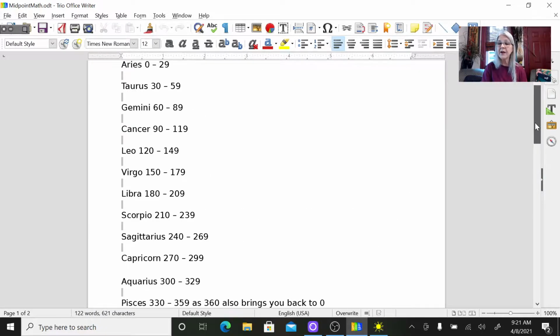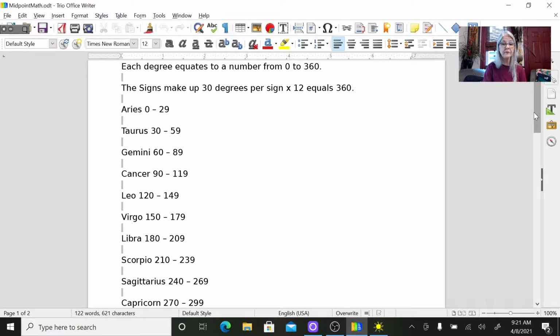Okay, go back up here. And you can see that in this Taurus, the 30 to 59 degrees, it would equate at 4 degrees, 34. You see how I got that? I put 4 degrees on that. By the same token, at 14 degrees of Cancer, I now reach 104.